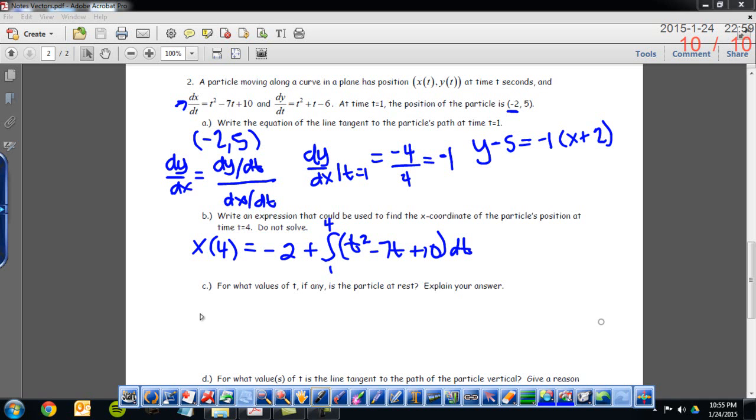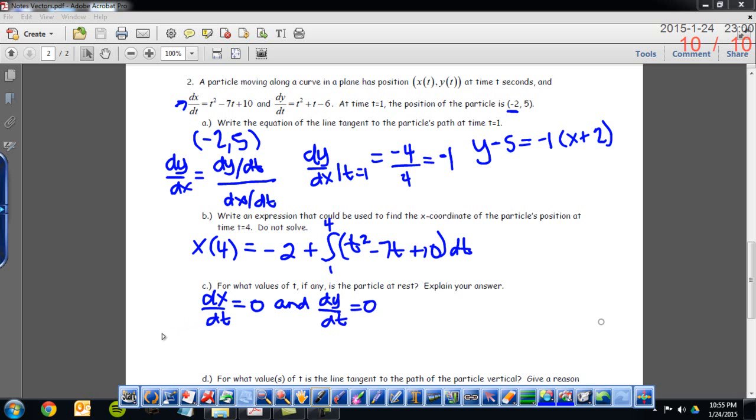Okay, part C: for what values of t, if any, is the particle at rest? All right, remember velocity describes the motion of the particle. So if the particle's at rest, it is not moving left or right, nor is it moving up and down. So anytime we're looking for where the particle is at rest, we are looking for where dx/dt and dy/dt equal 0. They both have to equal 0 in order for there to be no movement of the particle. There can't be any horizontal movement and there can't be any vertical movement.